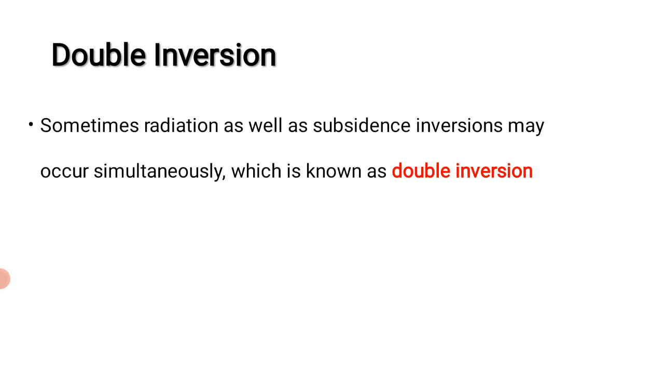Then subsidence inversion is yet another phenomenon which happens in the case of a high pressure system such as an anticyclone. The air will sink into that high pressure zone, get compressed and heated up when compared to the air below, which is colder. This kind of subsidence inversion happens at a height of about 1600 meters from the ground, and it is more dangerous compared to radiation inversion because it will stay for several days. And in some cases both radiation and subsidence inversion will happen simultaneously, which is known as double inversion.